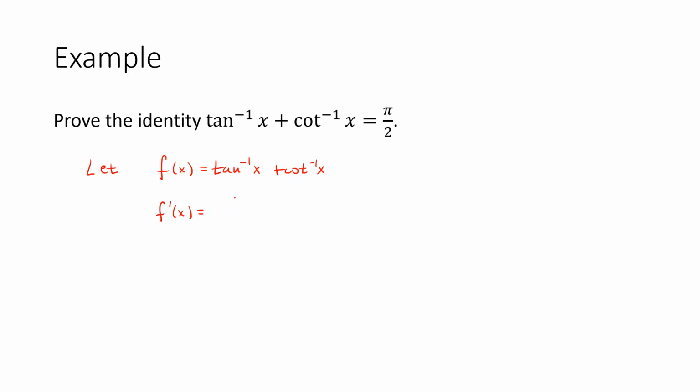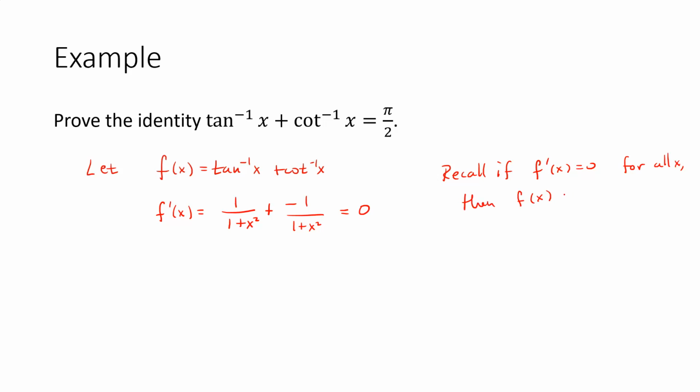You know, the derivative of tan inverse of x was 1 over 1 plus x squared. And the derivative of cotangent inverse, remember, is actually the same thing but negative. So when I add them together, we'll get 0. And it'll equal 0 for any value of x. So something you remember is that if I have a function whose derivative equals 0 for all x, what does that mean? Well, that means that f is a constant function.